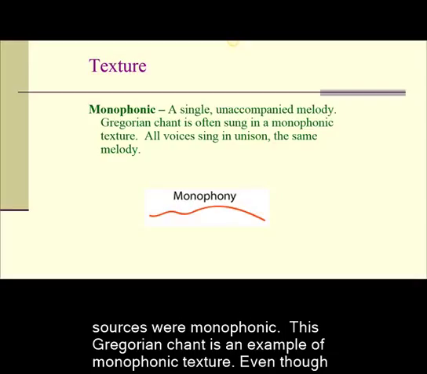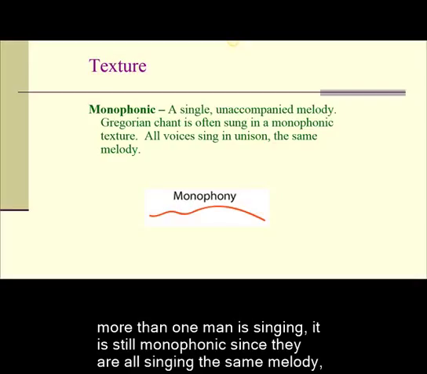This Gregorian chant is an example of monophonic texture. Even though more than one man is singing, it is still monophonic since they are all singing the same melody, or singing in unison.